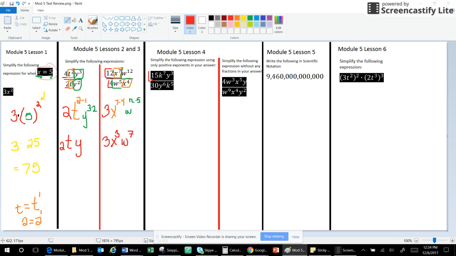So I see I have 15 over 30 to start the problem, and I should be thinking, okay, that's a half. That simplifies down to be a half because I can divide 15 out of both the top and bottom. And now let's start combining our variables. I see I have k to the 7 on the top, and I have k to the 5 on the bottom, so that means I can just subtract their exponents. So minus 5.